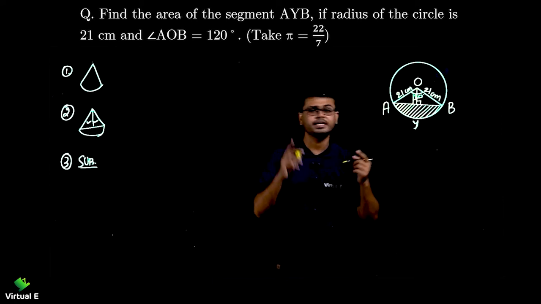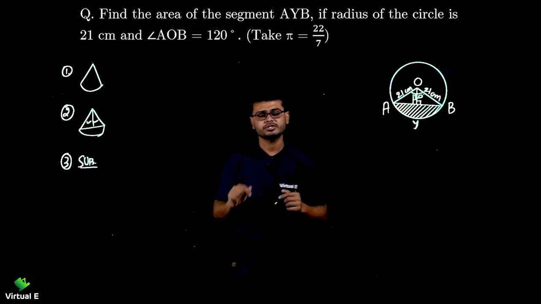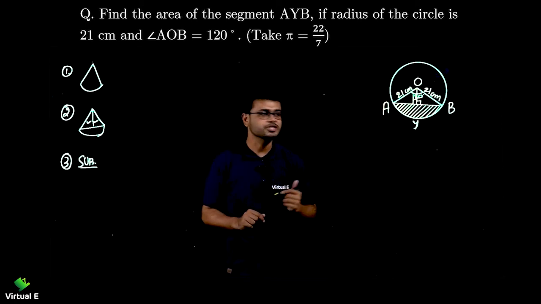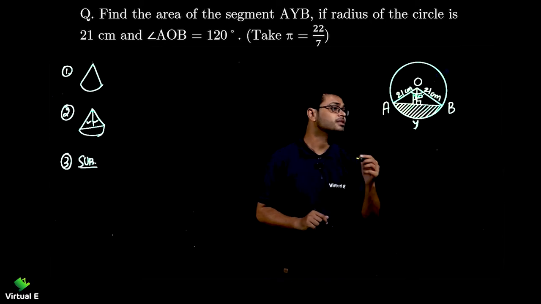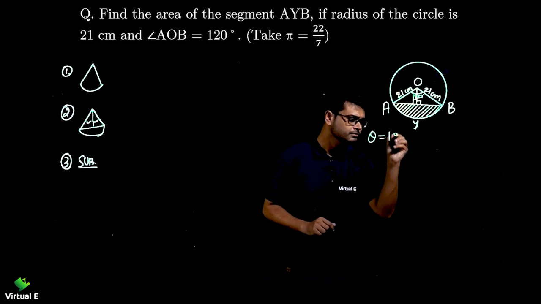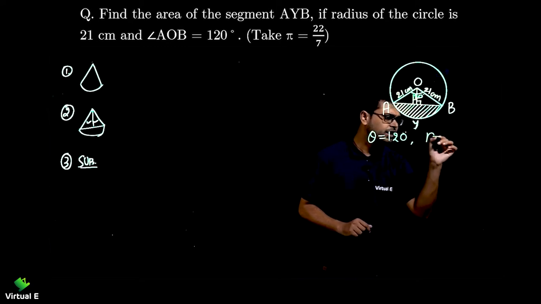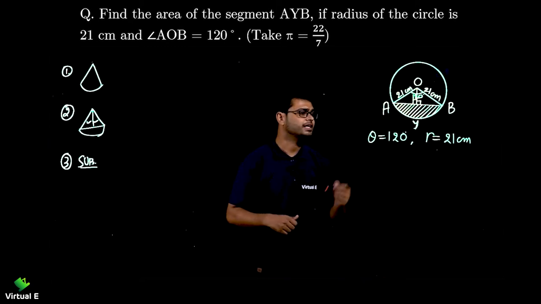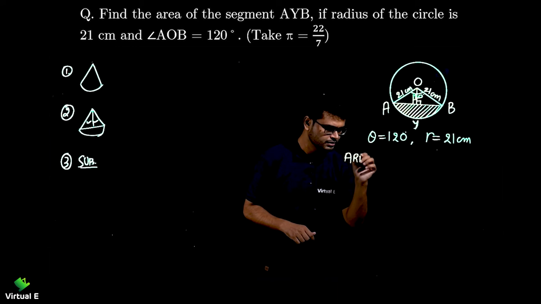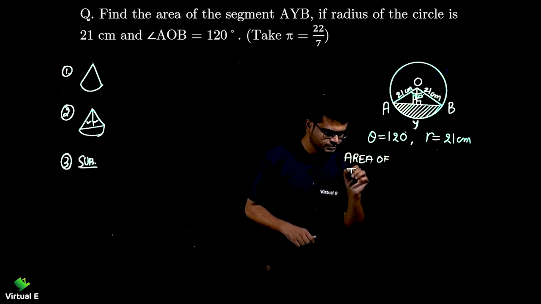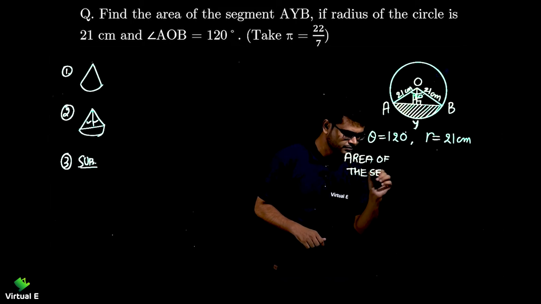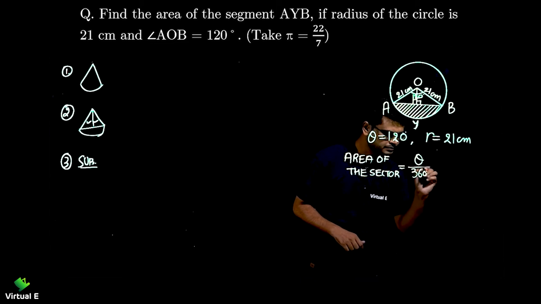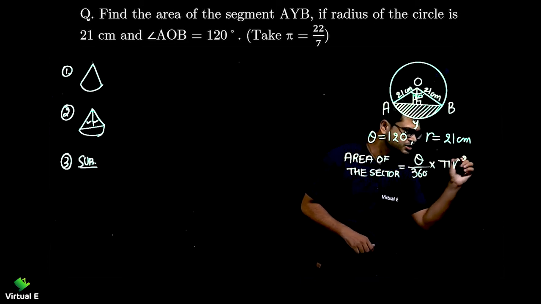First of all, we need to find the area of this sector. We should have two pieces of information with us, which is theta, it is there, 120 degree. We need the radius, that is also there. So it's good. Let's mention the things we have. Theta is equal to 120 degree and radius 21 centimeter. Done? Now let's find the area of the sector. What's the formula? Theta over 360 degree multiplied by pi r square.